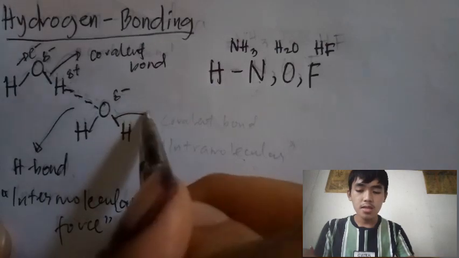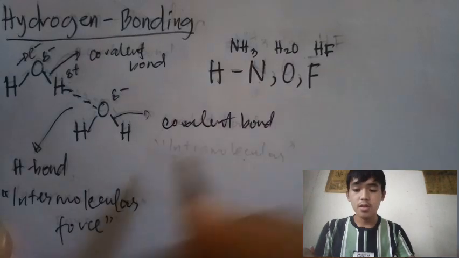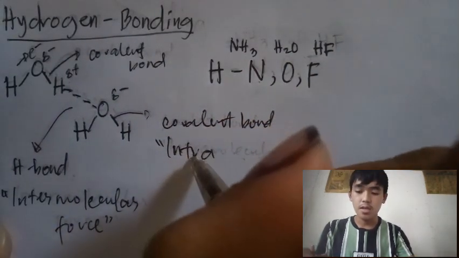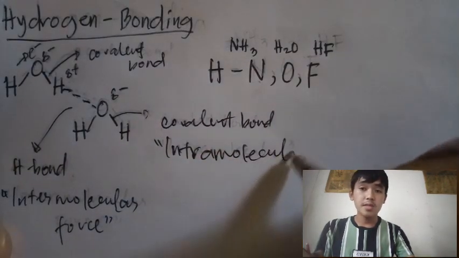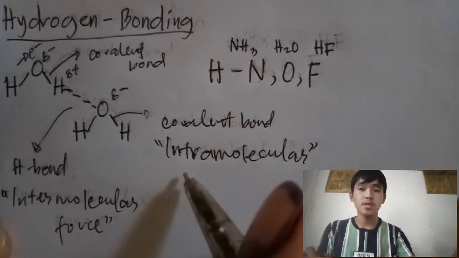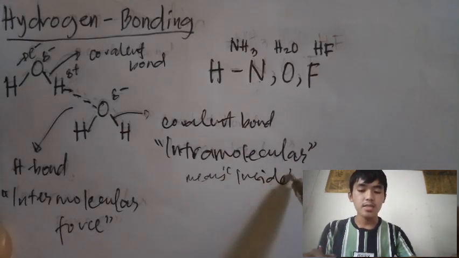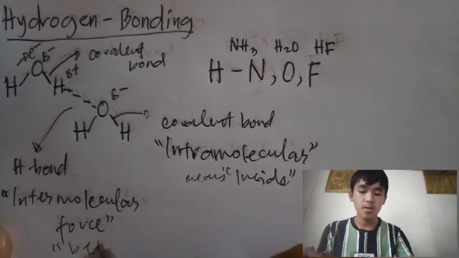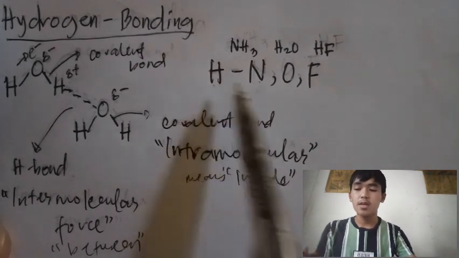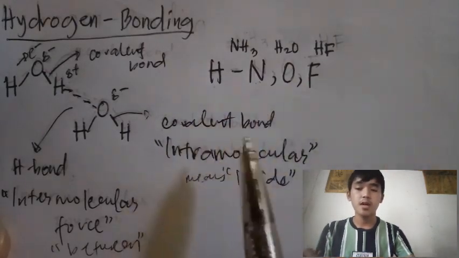So we said earlier that the bond in one molecule of water is called a covalent bond, and that it is an example of intramolecular force. Intra means within or inside, so that's the difference between intermolecular force and intramolecular force. Intra means within one molecule, while inter is between two or more molecules. So that is hydrogen bonding, when hydrogen bonds with nitrogen, oxygen, or fluorine, or simply the NOF.